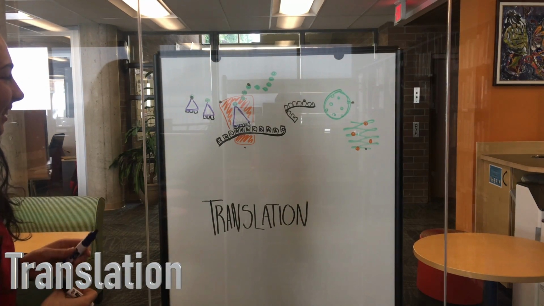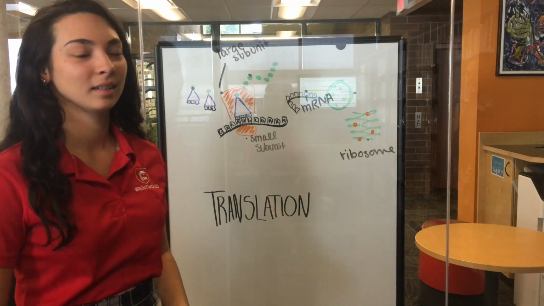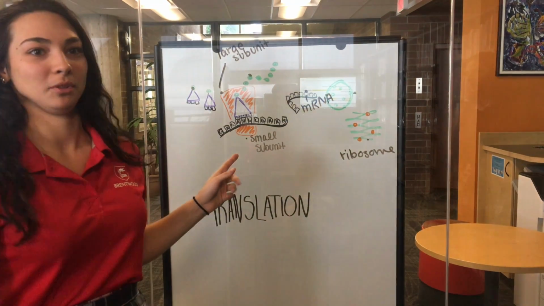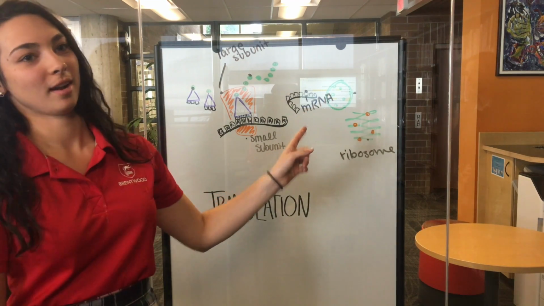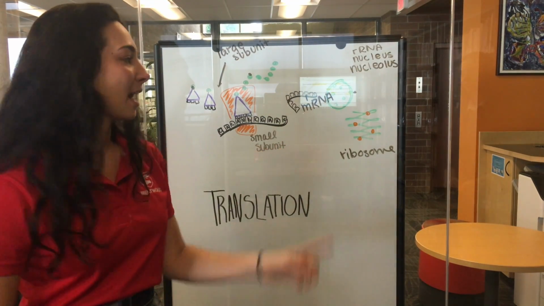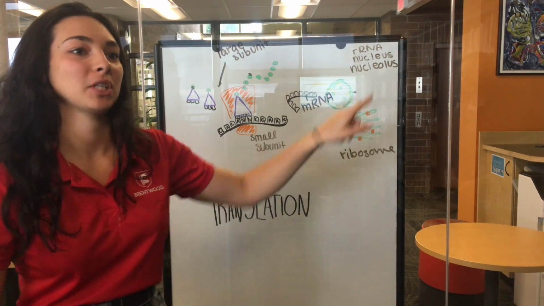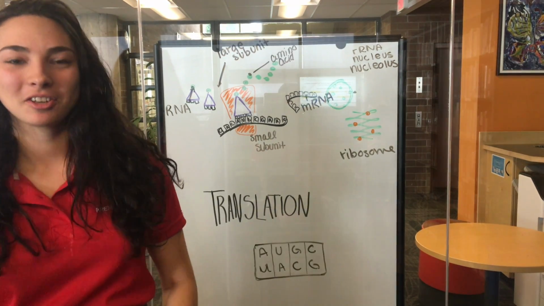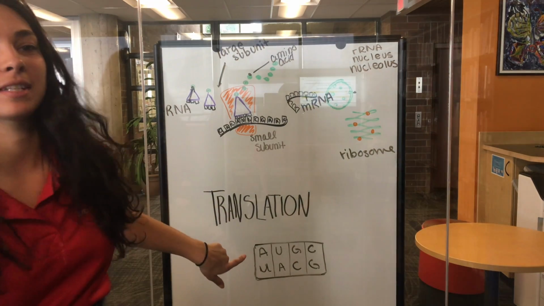Translation is the final step in protein synthesis. This is where a ribosome is made up of large and small subunits that attach to the messenger RNA. Ribosomal RNA is made in the nucleolus, and mRNA is made in the nucleus, which enters the cytoplasm through the nucleopores. The messenger RNA is read 3 bases at a time.